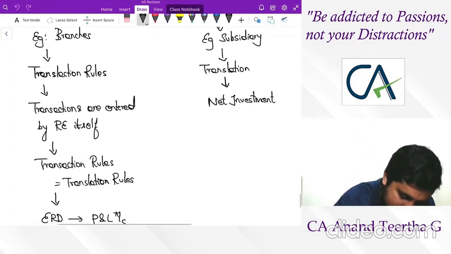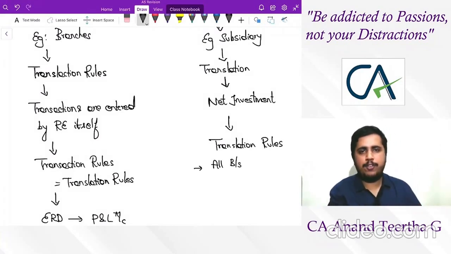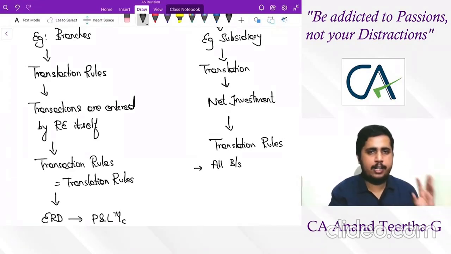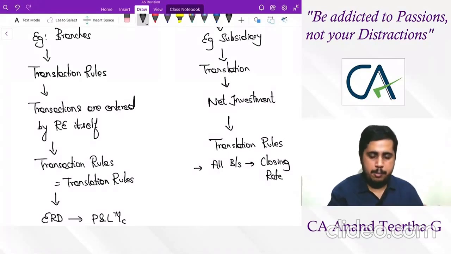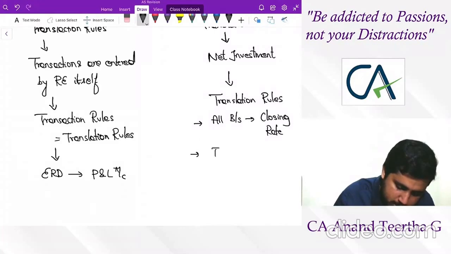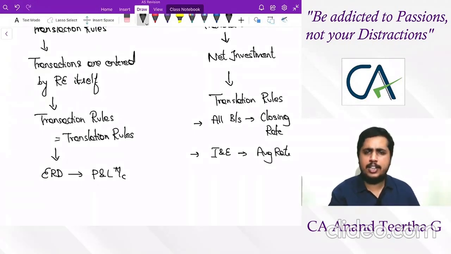Now, the point to be understood for translation rules. I will only bring up the major impact over here. Number one, all balance sheet items. There is a bifurcation of monetary and non-monetary, but all balance sheet items, including monetary and non-monetary, will be translated according to the closing rate. The entire balance sheet will be done according to closing rate. Then what about income and expense? They are not balance sheet items. They will be translated according to the average rate. These are the two major things which I wanted to tell. If there is a contingent liability, apply the closing rate. That is normally going to work.